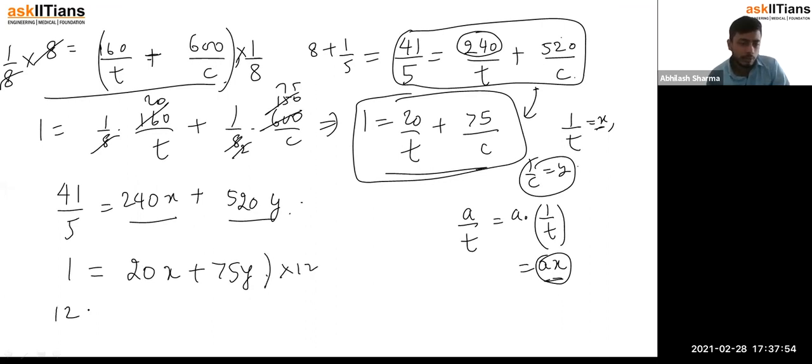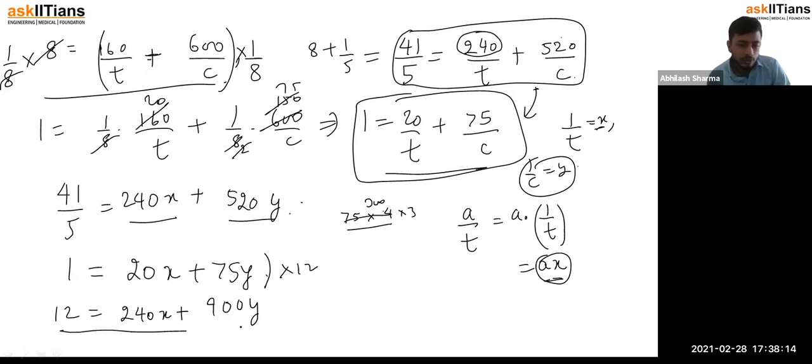So I will get 12 is equal to 240x plus how much is 75 into 12 now? So I think let's write it like this: 75 into 4 into 3. How much is 75 into 4? It will be 300. So 900y. Now from this equation, let us subtract this equation. So what are we going to get? 240x will get cancelled, and 900y minus 520y will be how much? 90 minus 52 is how much actually? 90 minus 52 is 38, right? So that's what we are getting, this minus this.